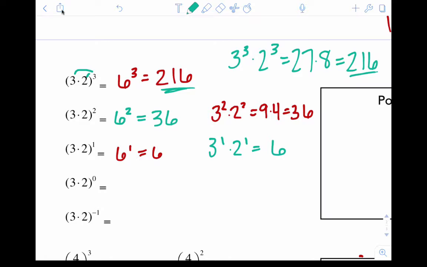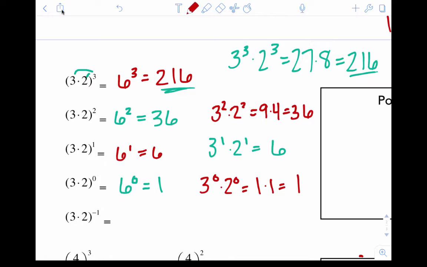Let's see if it works with a power of 0, because that kind of makes things a little different. I'm going to multiply inside my parentheses first. So 3 times 2 is 6. I'm going to take that to a power of 0. And I know anything to a power of 0 equals 1. Let me try by distributing that 0. So I'm going to do 3 to the 0 times 2 to the 0. Well, 3 to the 0 is 1, 2 to the 0 is 1, and 1 times 1 equals 1. So it is still working.